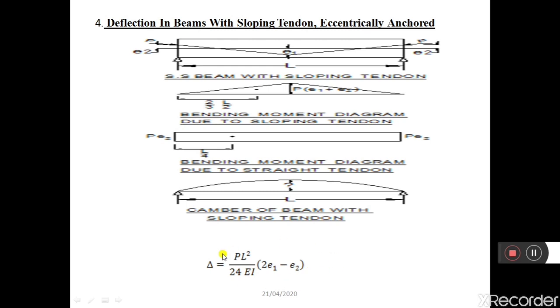So here also you should not make any confusion regarding the eccentricity. So this should be E1 and the end eccentricities should be E2. Then only this formula can be used satisfactorily. If you take this as E2 and if you take this as E1, then here the formula changes. This will be E2 and this will be E1. So remember the conditions. So E1 at midspan, E2 at the supports, then this formula is suitable.